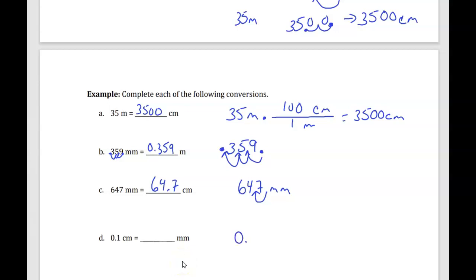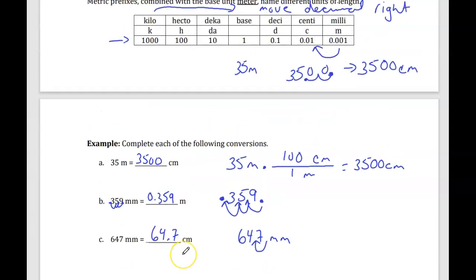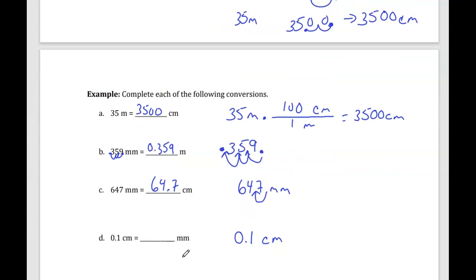And then we have 0.1 centimeters. And we're going to millimeters. So that means I'm going to the right. So I go to the right. And that would look like 0.1 with a decimal here. So the leading 0 now doesn't mean anything. So that would just mean 1 millimeter.